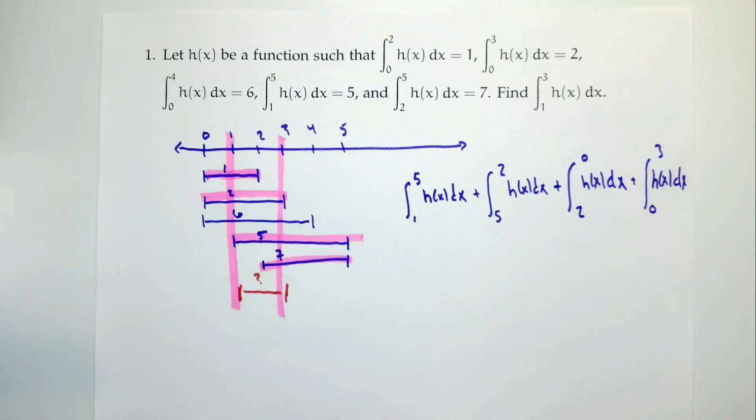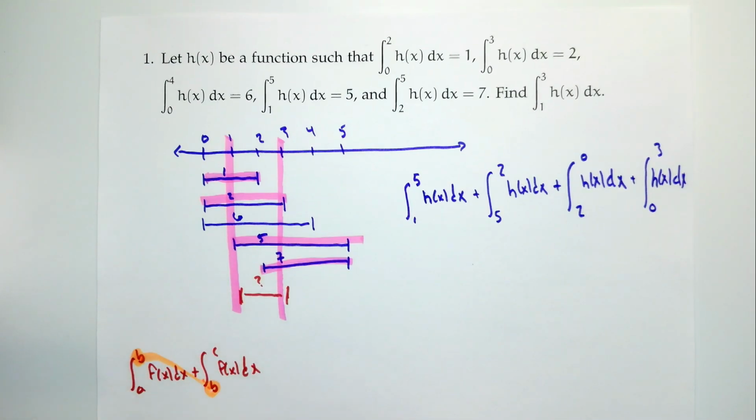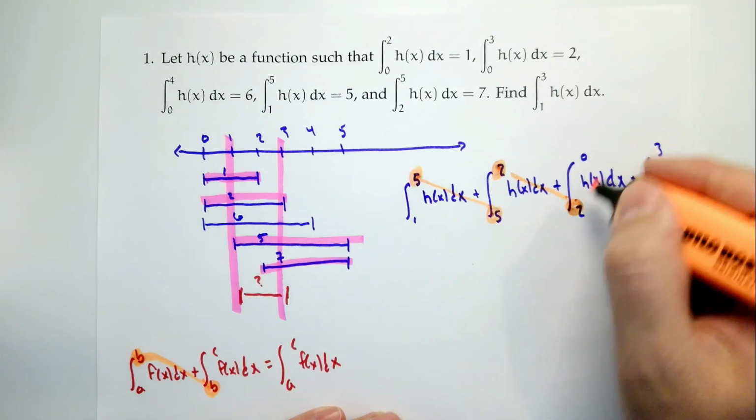Now, what's going on here? Remember one of our fun facts. Recall that the integral a to b of some function, I'll call it f of x, plus the integral b to c of f of x, because the bounds match, we can put it together and get a single integral a to c of f of x dx. So when the bounds match, we can stitch together. Of course, the insides have to match as well, but that's all right. Notice we've set it up so that the bounds all match.